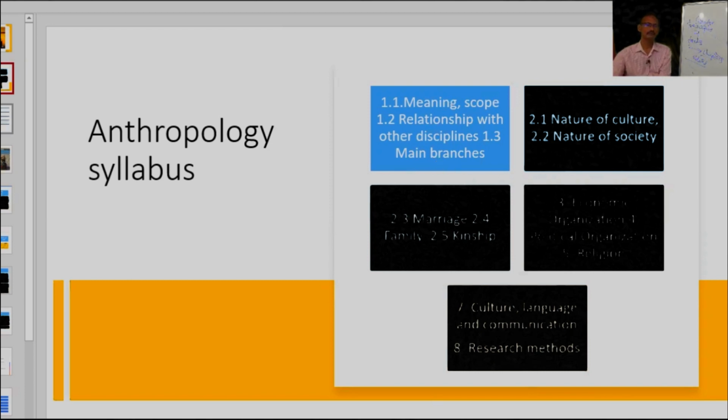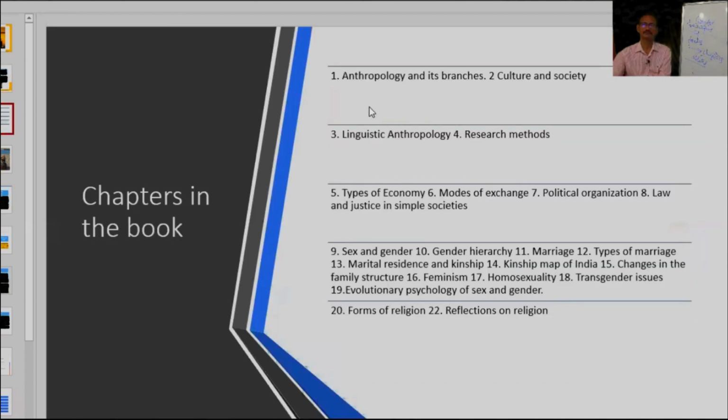And this book is divided into these many chapters. Anthropology and its branches, culture and society. Linguistic anthropology and research methods. Types of economy, modes of exchange, political organization and law and justice in simple societies. Many chapters are devoted to marriage, family, kinship: sex and gender, gender hierarchy, marriage, types of marriage, residence and kinship, kinship map, family structure, feminism.